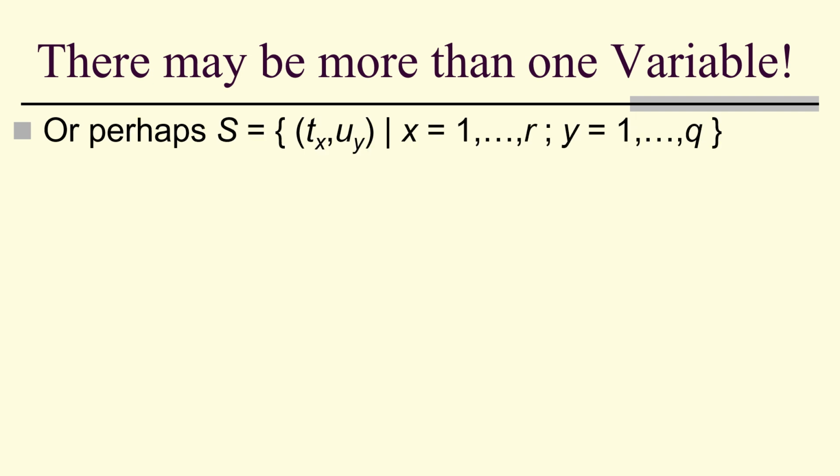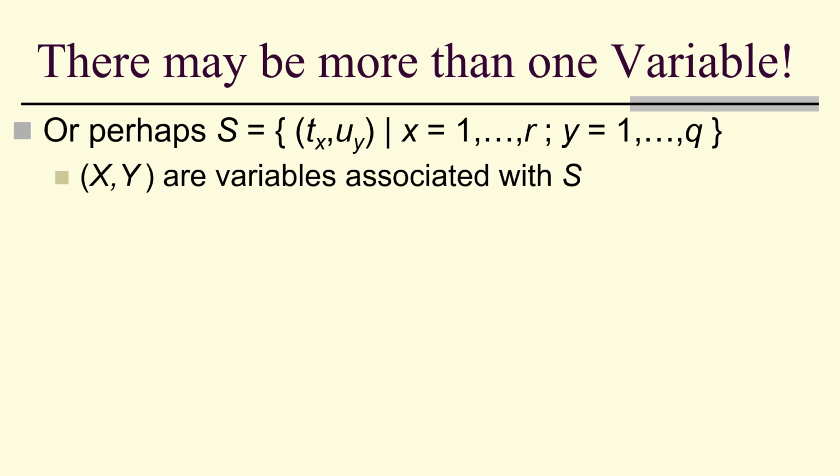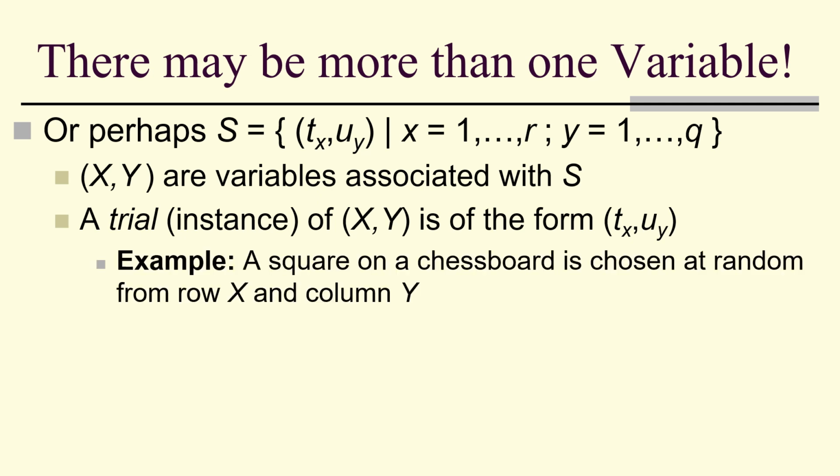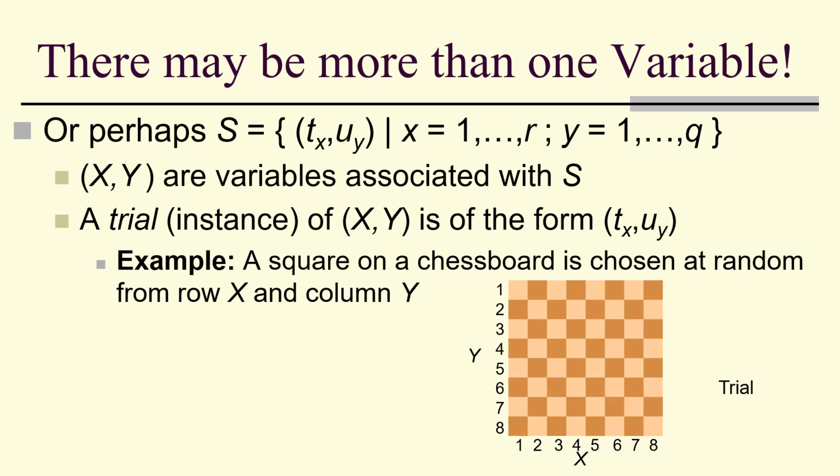Or perhaps we have S is equal to pairs where x is 1 to R and y is 1 to Q. In other words, capital X and capital Y are variables associated with S, the first and second components of the pairs that make up S. A trial or instance of XY is of the form T sub x, U sub y pair. For example, a square on a chessboard is chosen at random from row X and column Y. So a trial would be a random choice of capital X and capital Y.